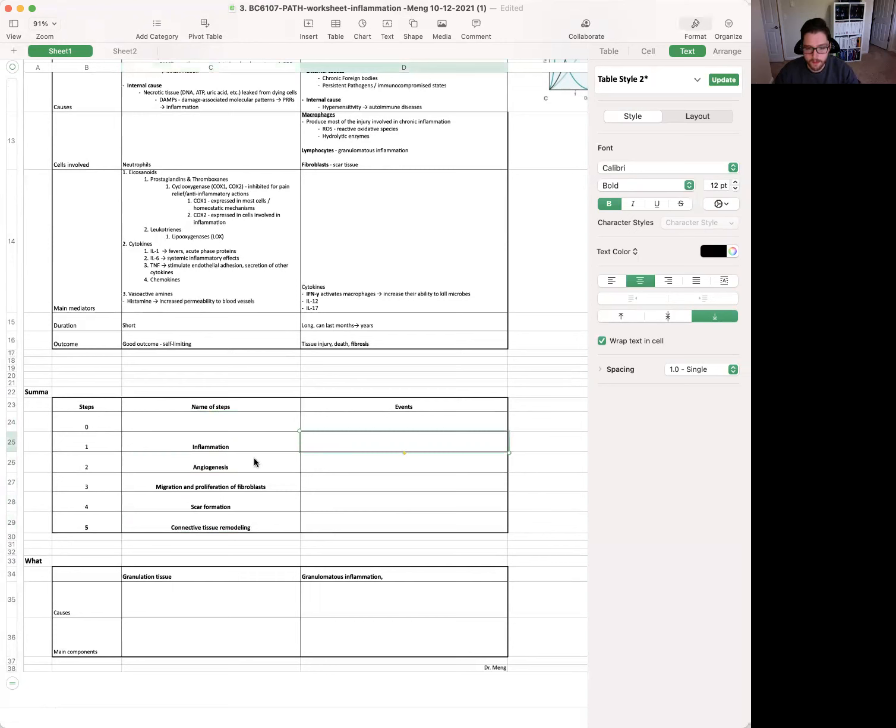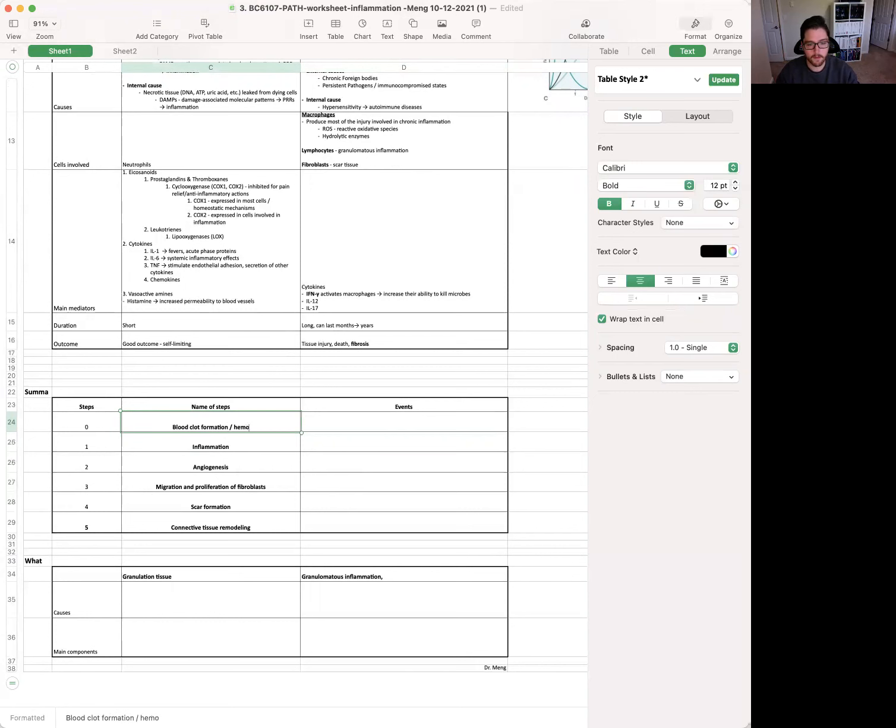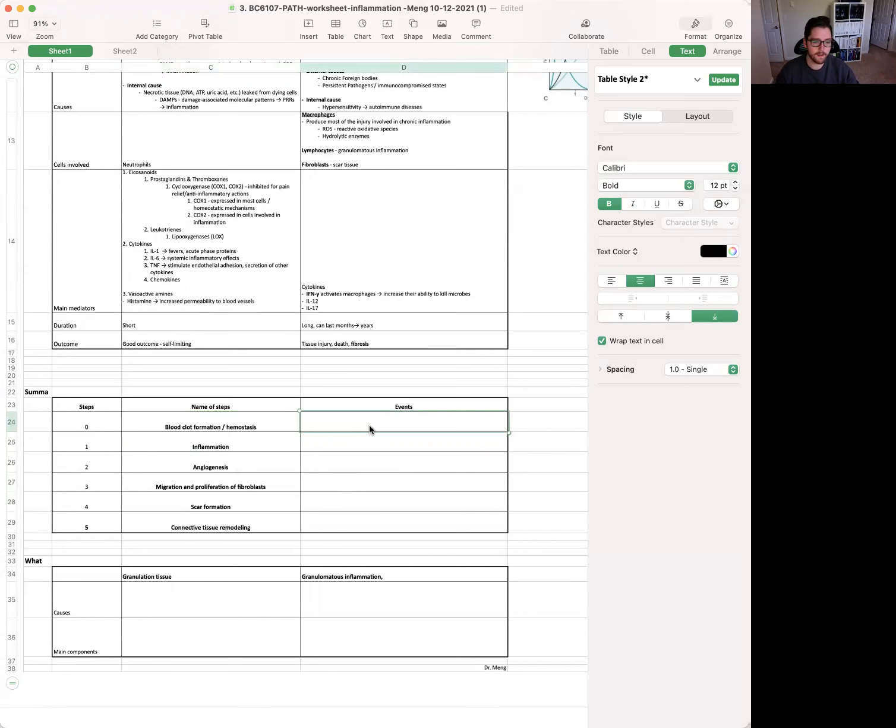So we'll kind of go through this and then we can add maybe a step here, which is really just blood clotting, which may need to happen before all this stuff happens too. That way you're not continuously bleeding into your wound. So we just need to put blood clot formation or hemostasis. And we can just quickly say, so we need to form blood clot at the site.